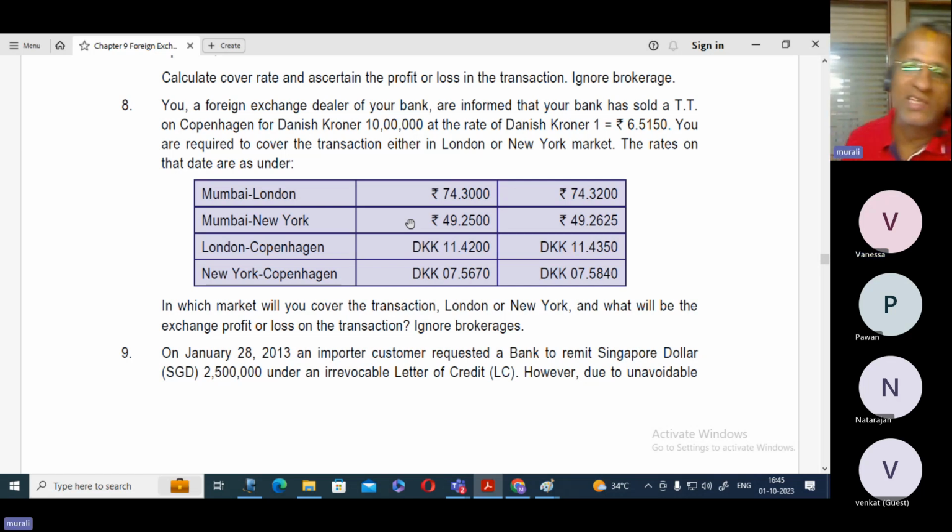You are an authorized dealer. You are a foreign exchange dealer of your bank. Your bank has sold a TT on Copenhagen for Danish kroner 1 million, like the last problem, at the selling price of 6.5150 that they have given.